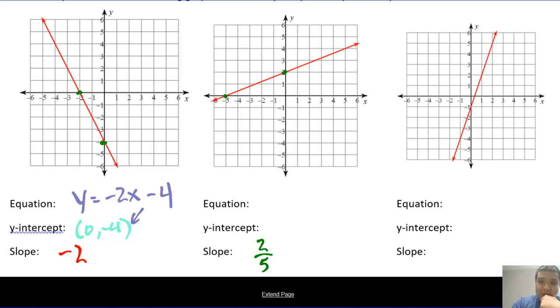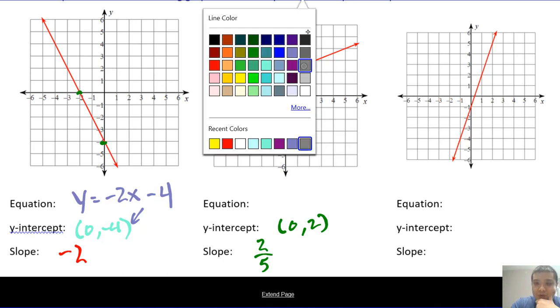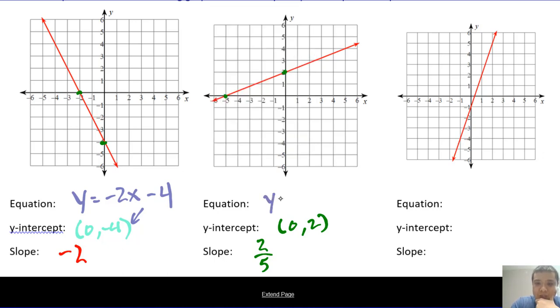Our y-intercept, in this case, is right here, is 0, 2. So our b value is going to be 2. And so therefore our final equation for this is going to be y equals 2/5 x plus 2. Okay.